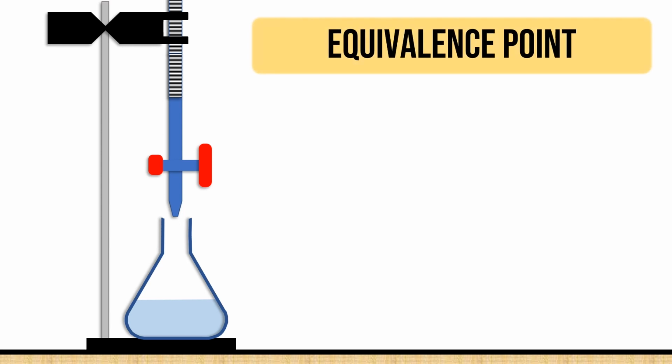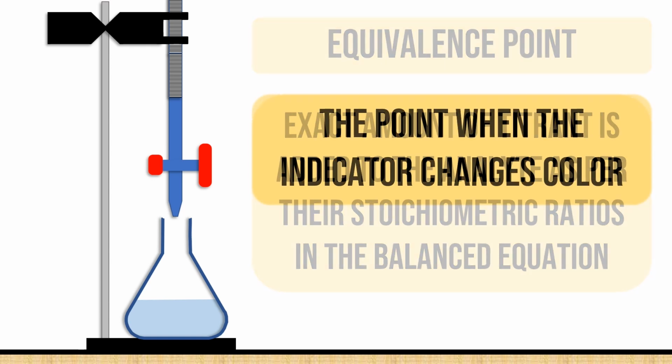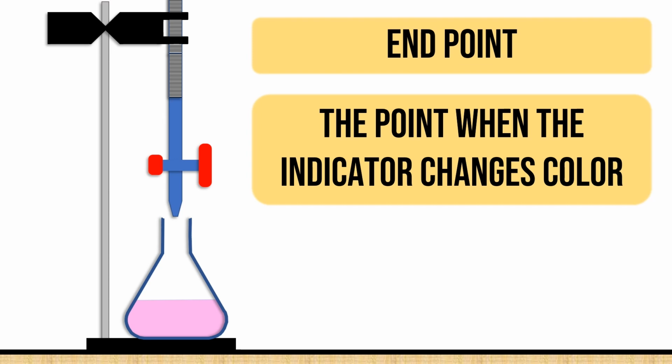The equivalency point is when the exact amount of titrant is added to the analyte as per their stoichiometric ratios in the balanced equation. Ideally, you would choose an indicator that will change color at a pH near the equivalency point. The point where the indicator changes color is called the end point.